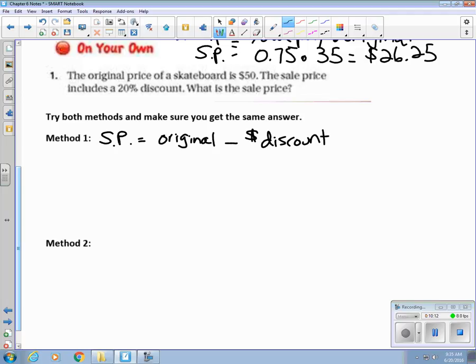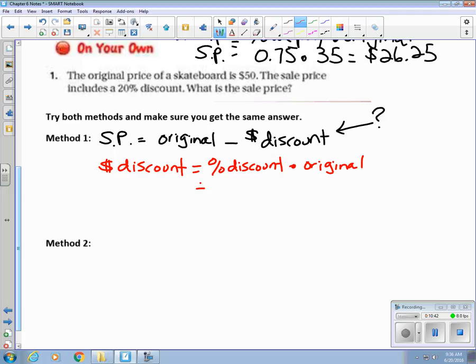What we need to do is we've got to figure out what is the dollar amount of discount. And how we do that, so the dollar discount, I'm going to do this underneath here. The dollar discount is equal to the percent of discount times the original amount.